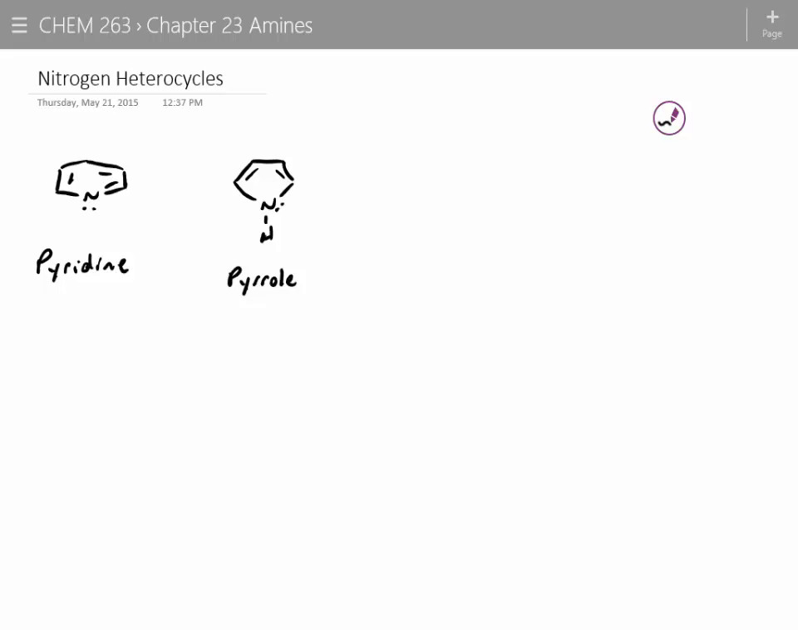What about pyridine? Is that aromatic? Yes, because in this case, the lone pair is not conjugated. It's isolated in an sp2 orbital. It's not in a p orbital. All right, there's a couple other offshoots of these too.